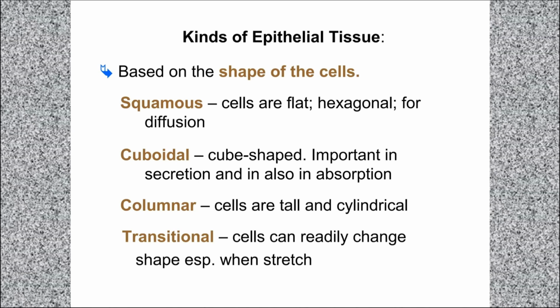As we have studied, there are different types of epithelial tissues. One is the squamous epithelial cells, where the cells are flat, hexagonal, and allow extensive diffusion. The cuboidal cells are cube in shape and important in secretion and also in absorption. An example of this type is the cells of the intestine, because these have a cuboidal shape. The columnar shape of the cell is also another characteristic. These are tall and cylindrical, whereas transitional epithelial cells can readily change shape when stretched.